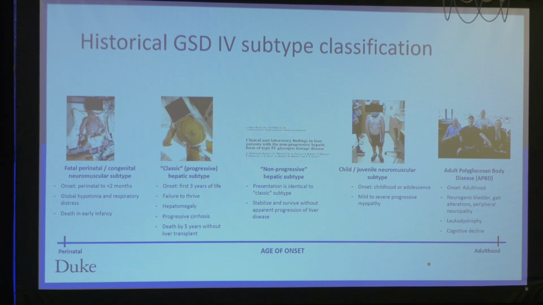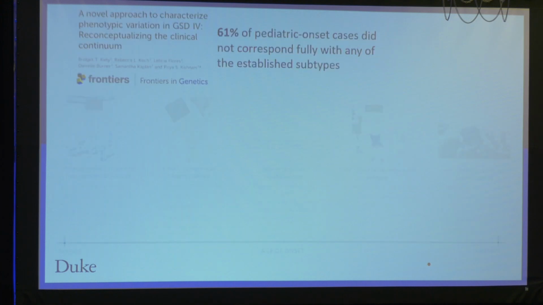And then we've got everything in between, where we've called those patients who present with GSD4 with liver involvement and that are progressing to liver cirrhosis. Then we ourselves at Duke had described what we were calling at that time a non-progressive GSD type 4. And then there are those who present a little later in life as children with neuromuscular or muscle features of GSD type 4. Now, if we had really continued with this system, we would be calling GSD4 as either having neuromuscular involvement, having liver involvement, or having adult polyglucosan body disease.